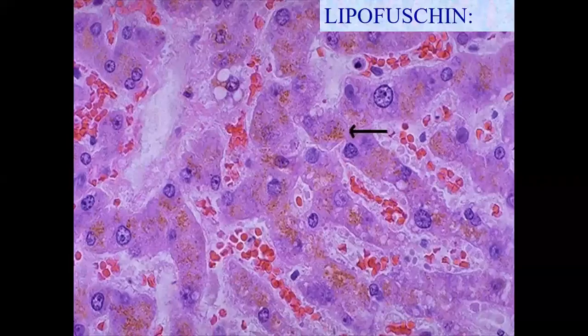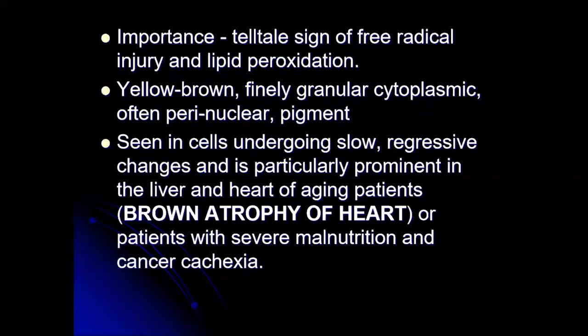So this lipofuscin, seen here as a finely granular golden brown cytoplasmic pigment, is the so-called wear and tear pigment, and we have seen it is seen in aging cells or tissues, especially in patients who have severe malnutrition, so the cells are dying, or patients on treatment for cancer, where some of those cells are dying and leaving this pigment, or very old patients who are aging, and we see it in the heart or in the liver. So this endogenous pigment is a telltale sign of free radical injury and lipid peroxidation, and it's referred to as lipofuscin.